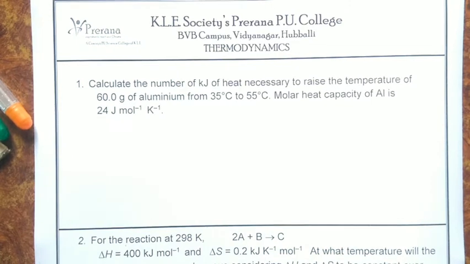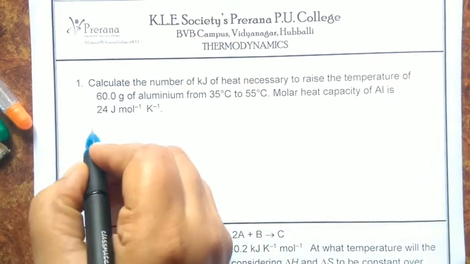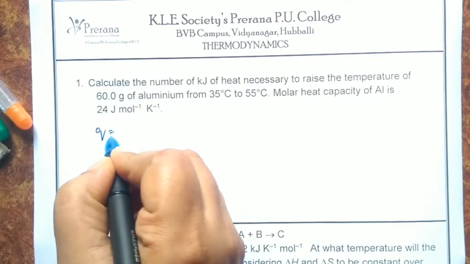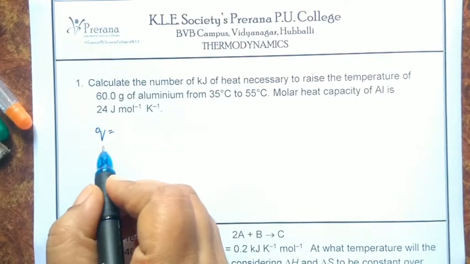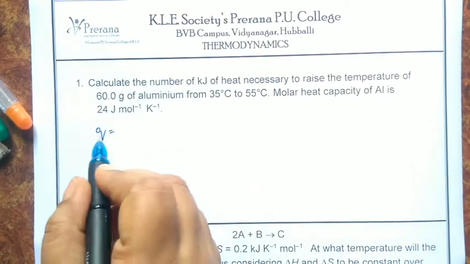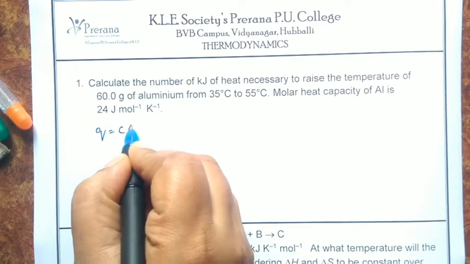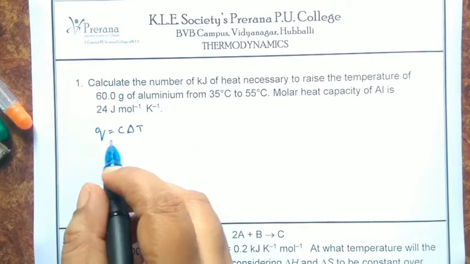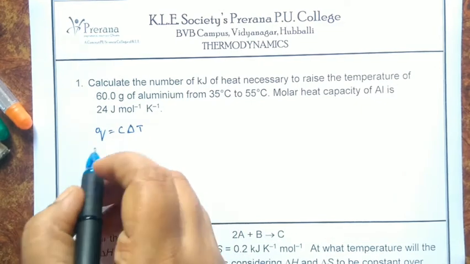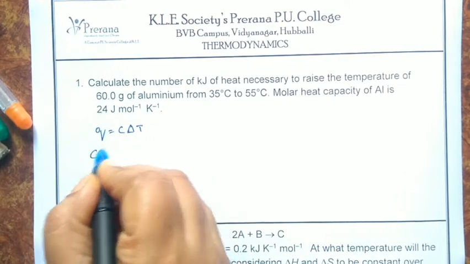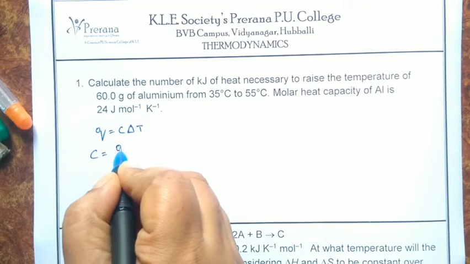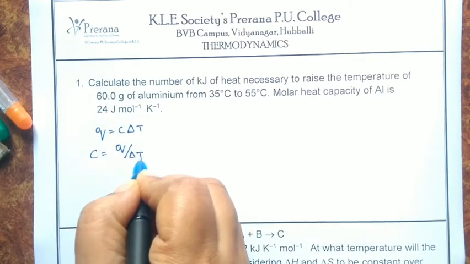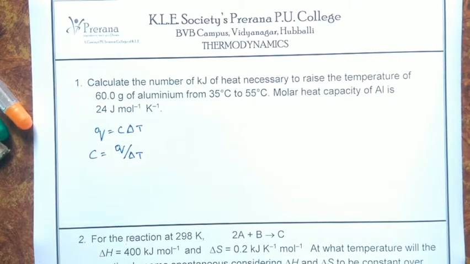So we have heat capacity. When you consider heat capacity, Q is directly proportional to delta T, or Q is equal to C into delta T. This is what heat capacity is. So heat capacity C is equal to Q by delta T. If you remember the formula you can write it directly, or if you don't, then you can solve in this manner.